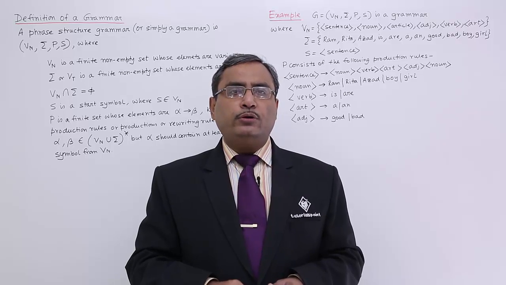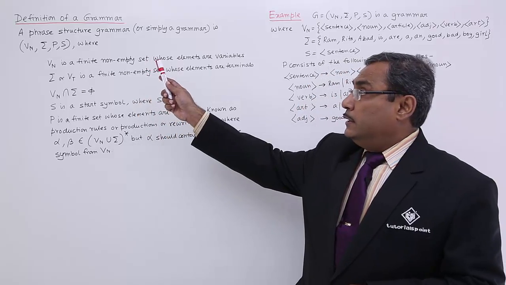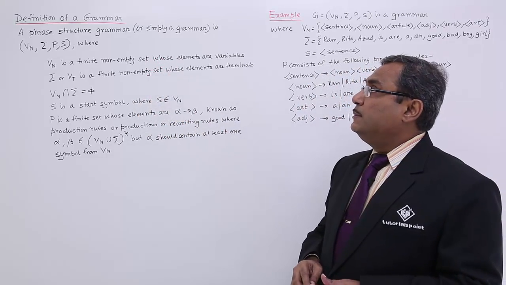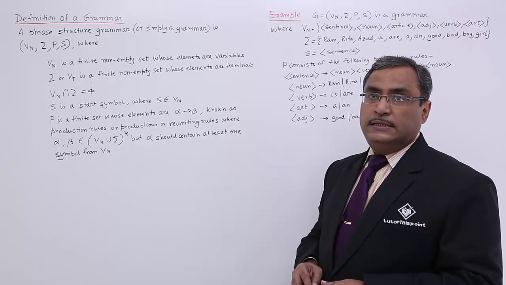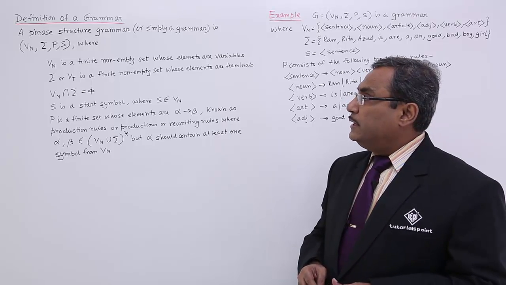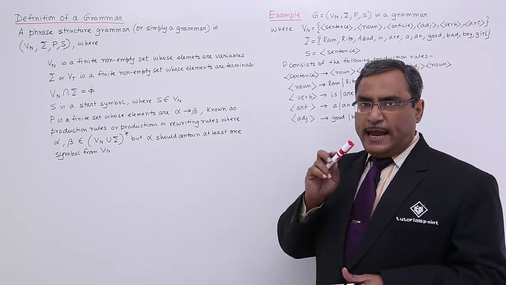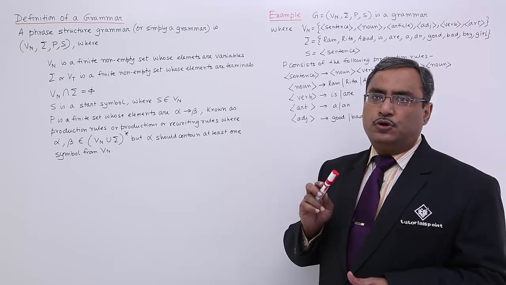In this session, we are going to define grammar. Now, what is a grammar? A phrase structure grammar, or simply a grammar, is expressed with the help of a four-tuple. So, they are Vn, sigma, P, S. Vn stands for set of non-terminals.